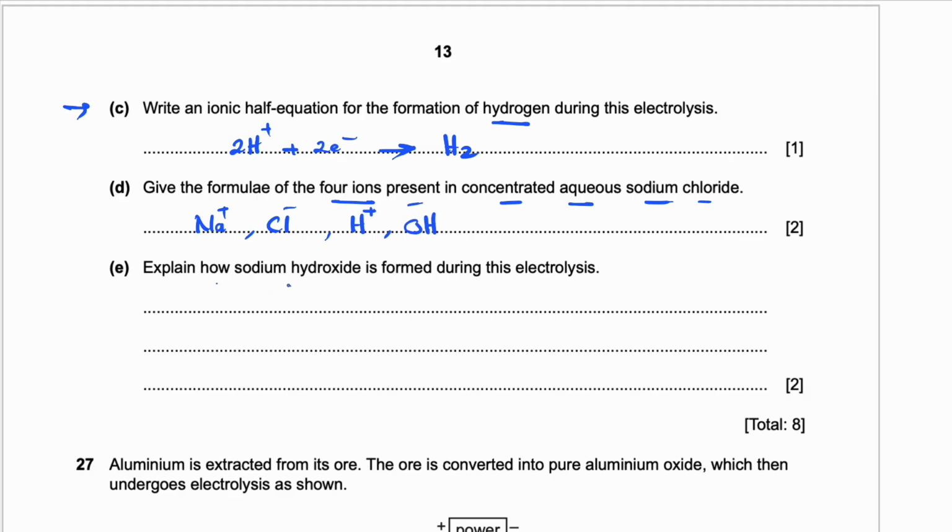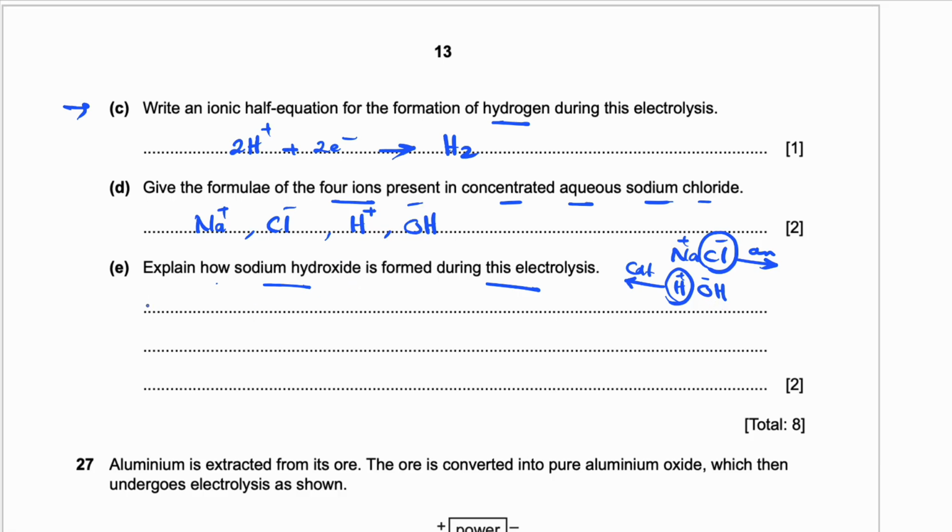Explain how sodium hydroxide is formed during this electrolysis. So once again, we have concentrated aqueous sodium chloride. So this is sodium chloride, positive, negative, in presence of hydrogen and hydroxide. Remember, when it's concentrated, chloride ions are going to get discharged at the anode and hydrogen is going to get discharged at the cathode. So what's left behind, what remains, is sodium and hydroxide.